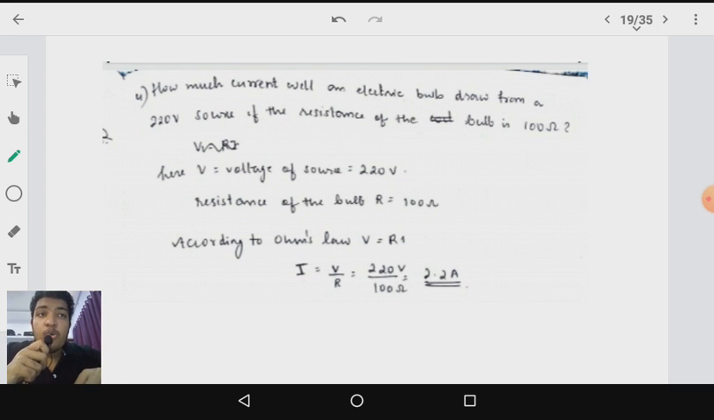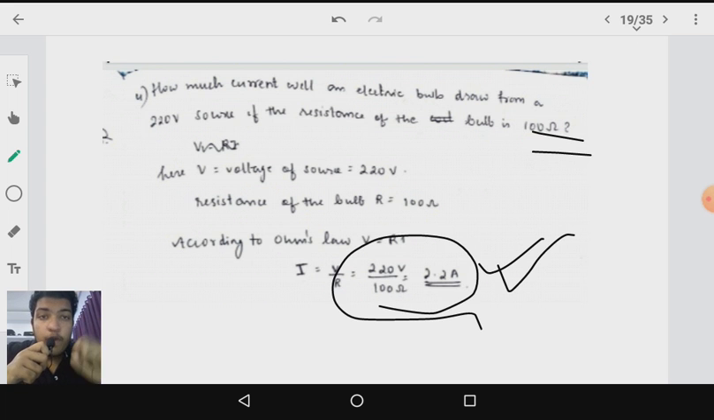How much current will an electric bulb draw from a 220 volt source if the resistance of the bulb is 100 ohm? Very easy question. V is given, R is given. We have to find I. Use V is equal to IR, I is equal to V by R. Substituting, we will get it as 2.2 ampere.